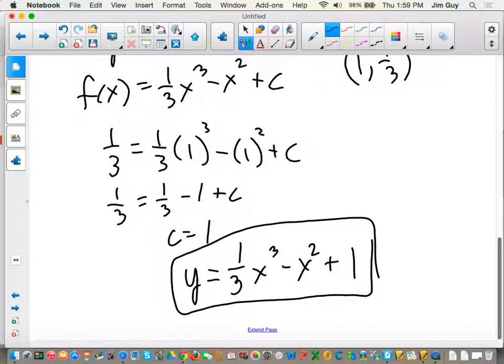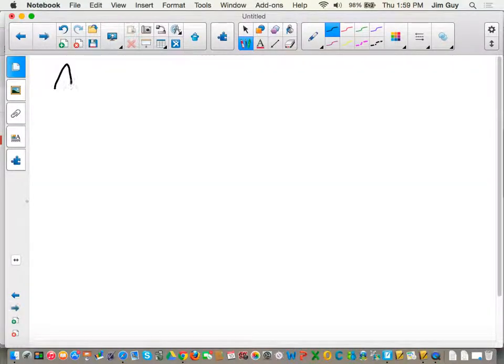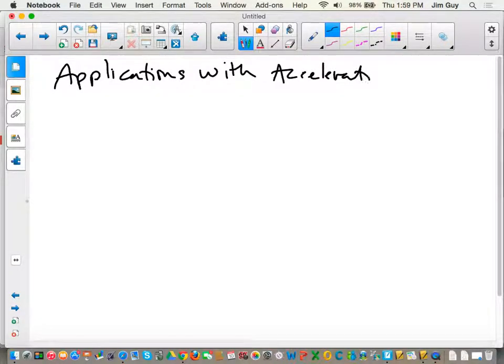Alright, now we're going to do one more example, and this one will be more of an application one. A common application, as you know, is physics stuff: acceleration, velocity, position. This example is on page 345, number 9. So this is applications with acceleration, velocity, and position.